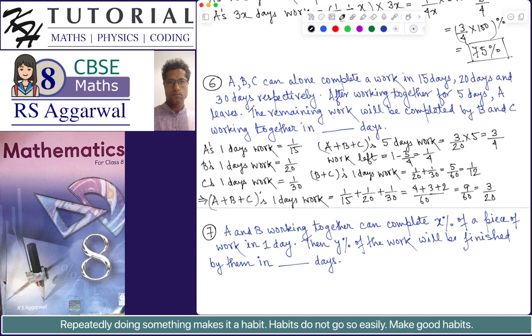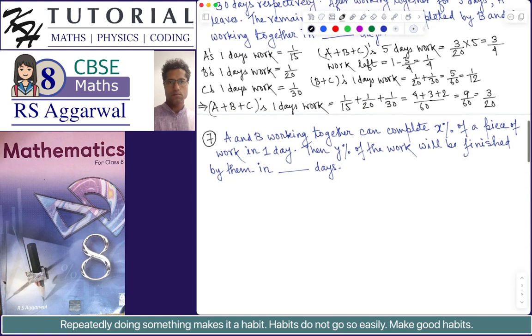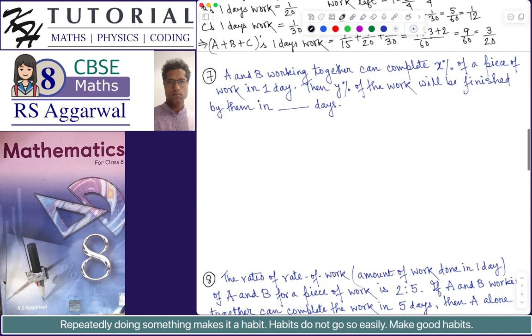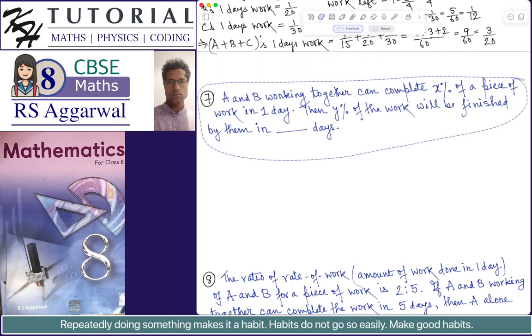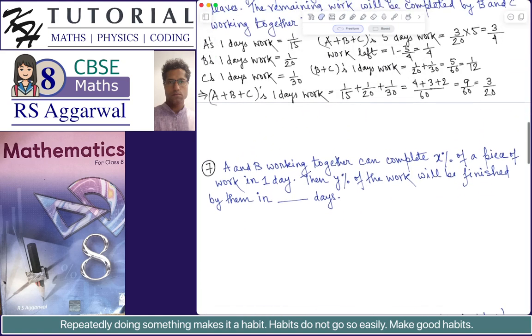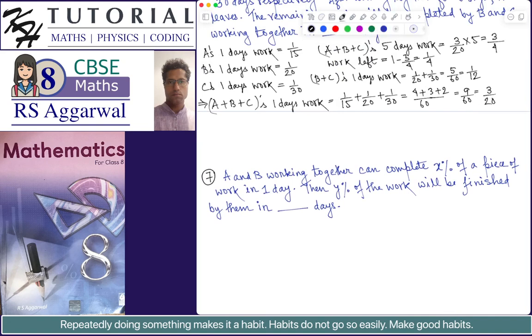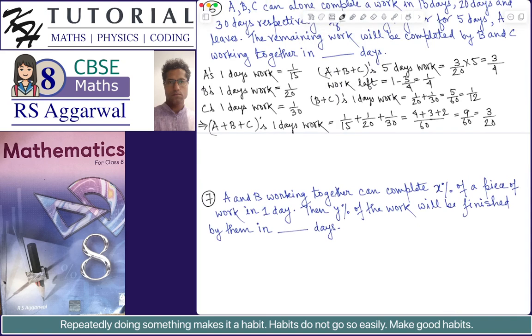So there is no space left. Let me create some space. Okay, so now we can say that B plus C's 1 day's work is 1 by 12, and from this fact, how do we find how many days B plus C, when working together, will take to complete an amount of work which is 1 by 4.